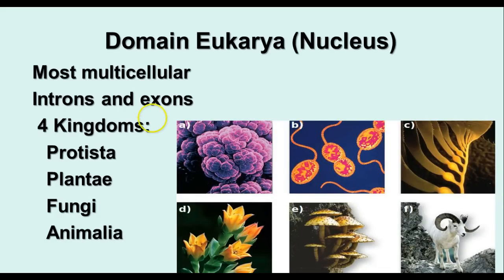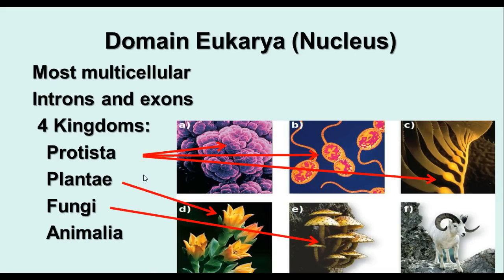Domain Eukarya, all of these organisms have a nucleus. Most of them are multicellular, although some are unicellular. They have both introns and exons in their DNA, and there are 4 kingdoms that you find in domain Eukarya. We have kingdom Protista, which includes things like algae, seaweed, single-celled organisms that live in the water, and so forth. We have kingdom Plantae, which is the plants, kingdom Fungi, which is the fungi, and kingdom Animalia, which is the animals. Now let's talk about the kingdoms.